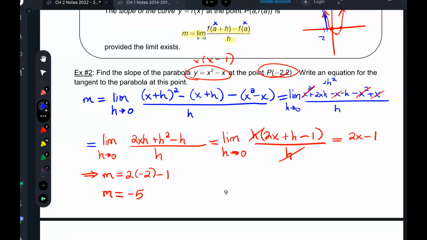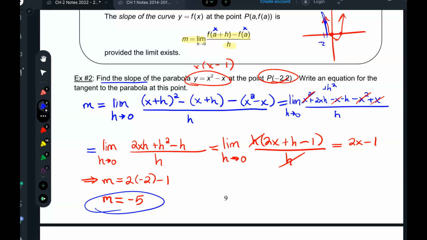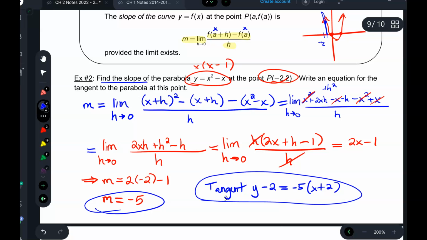Okay, there were two parts. Find the slope. Okay, we did. I'm going to circle that. So on homework, if it asks you for multiple things, like find the slope, circle that, and find the tangent line, that's just the second part. And do we have to do point or slope intercept? Nope. So I'm just going to write it as y minus 2 equals negative 5 times x plus 2. There's my tangent line.